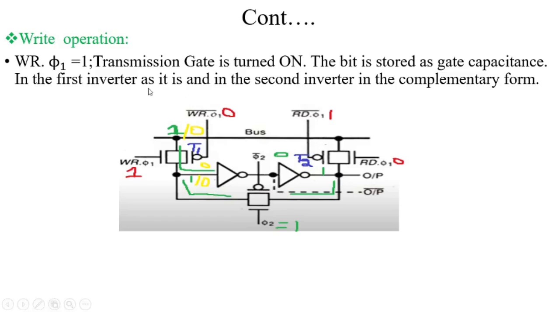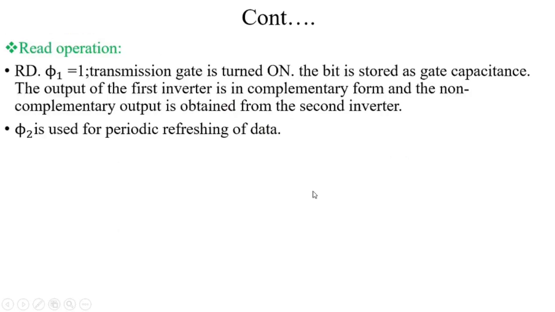For example, if the data bus has the information logic 0, when this T1 transmission gate is acting as a closed switch, the corresponding information is given to the input of this cascaded inverter, and the output is equal to logic 0. In this way, we are performing the write operation. And next we are performing the read operation.